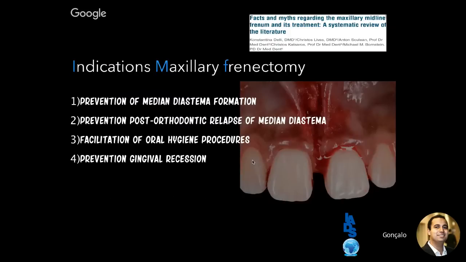So what are the indications for maxillary frenectomy? The indications are to prevent diastema formation, to prevent post-orthodontic relapse after the orthodontist closes the midline diastema, of course, to facilitate oral hygiene in those cases of frenum that can cause a food trap, and to prevent gingival recessions.